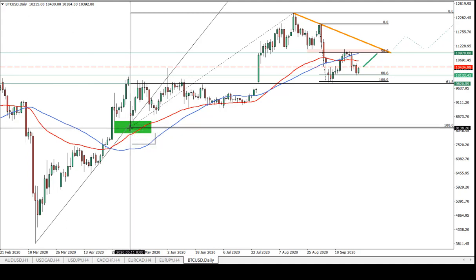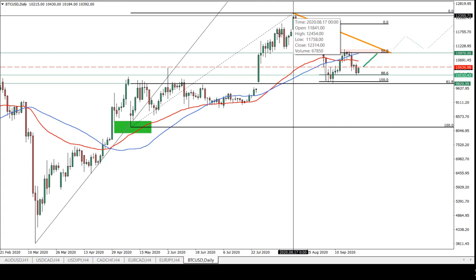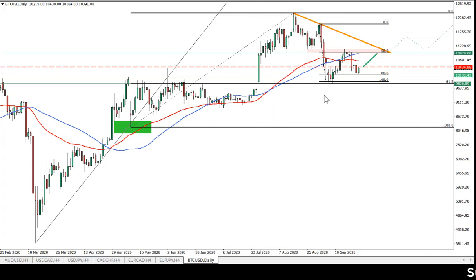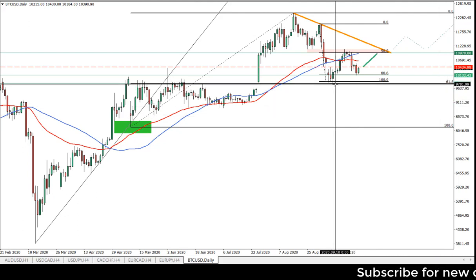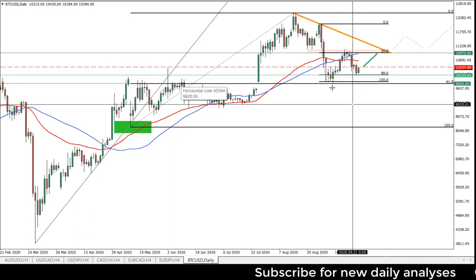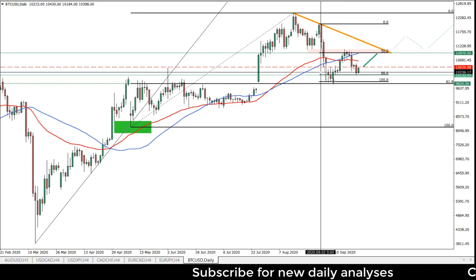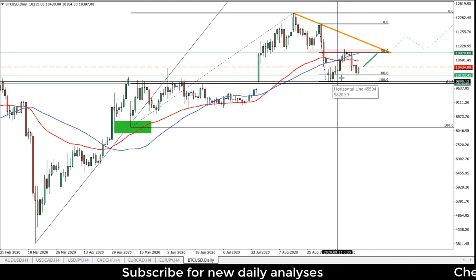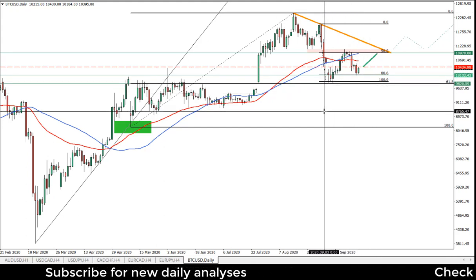What I did was apply Fibs to the previous wave to the upside. The very interesting thing is this clean rejection of the 61.8 Fib at $9,820 precisely. So this is the previous area of resistance. Now this is the area of support. This could have been the beginning of this uptrend continuation.